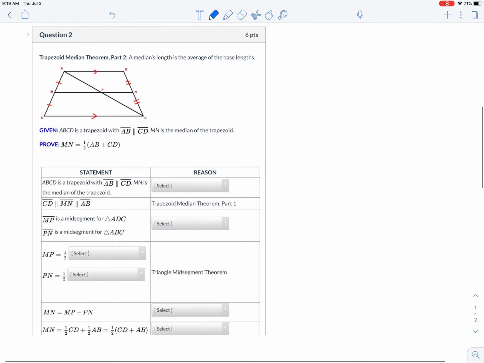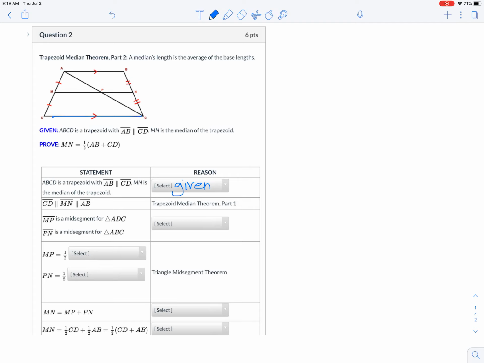For number 2, a median's length is the average of the base lengths. So this is similar to the triangle mid-segment theorem. Now we've got the trapezoid one. ABCD is a trapezoid, that's given. Do we have all the pieces in there? It's parallel, we've got that. And we want to prove that MN is the average of this side and this side.